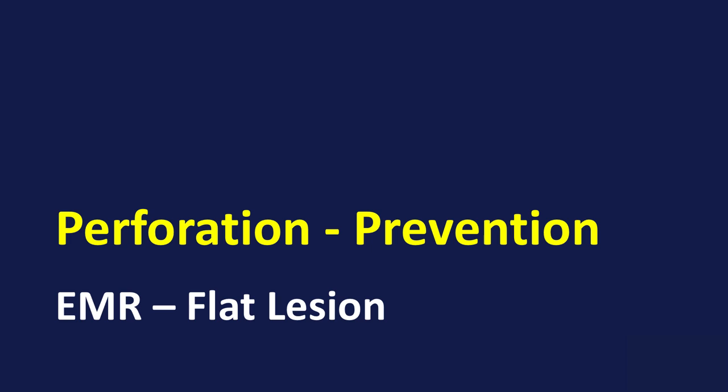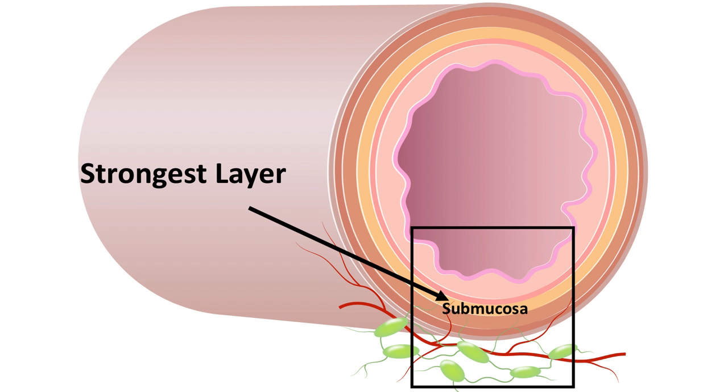How about principles of managing or preventing perforation when you're dealing with flat lesions? It is important to keep in mind that of all the four layers of the colon, submucosa is the strongest layer. If you preserve the strongest layer in the colon wall, you can be assured that your patient is not likely to have perforation or including delayed perforation. So how do we do that?